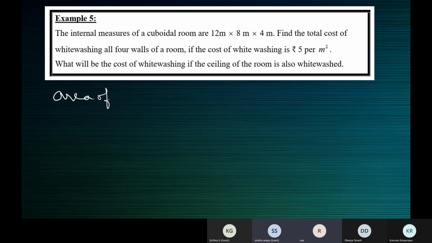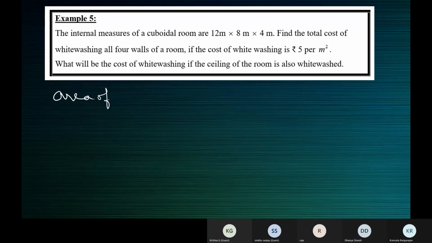Ma'am, ceiling. What do you call the bottom face? Floor, ma'am. And the 4 walls are what? The 2 side faces, and the front and back face. Correct? Yes, ma'am. Am I not clear? You got it? Yes, ma'am.